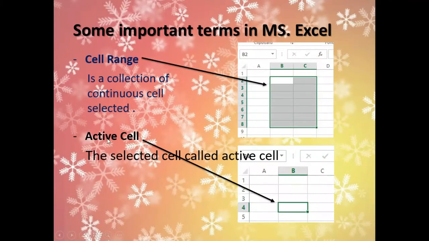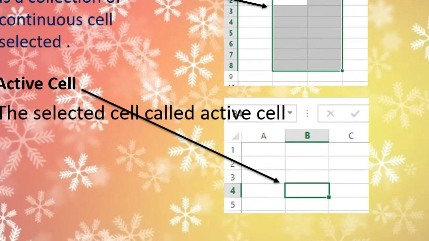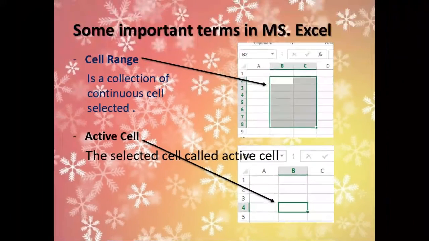Okay, now active cell. The selected cell is called the active cell. The active cell usually has a different border color, kid. That is the active cell. You can see this, it is different from the other cells. Okay, continue to the next slide.